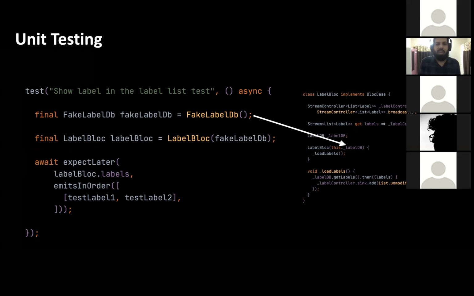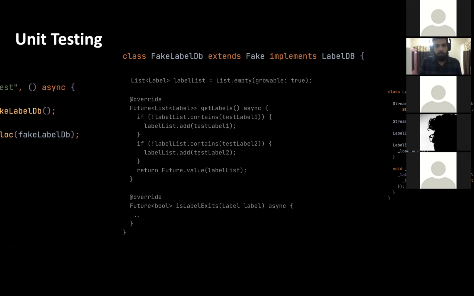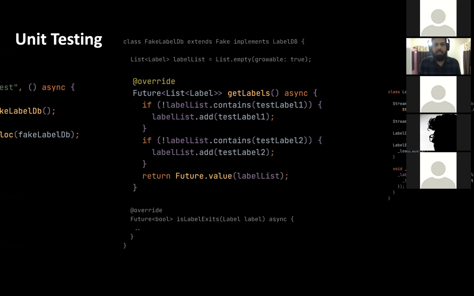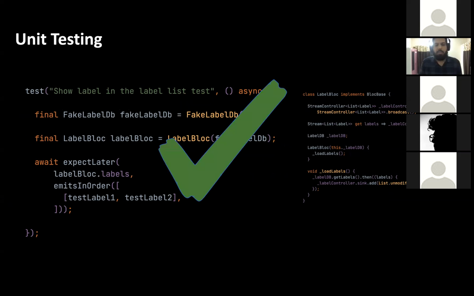Now, how do I create this fake label DB? I just create a class and extend Fake. Fake is nothing but a class provided by the Mockito library, and it implements the label DB which we want to fake. Then we override the method called get label, and we just add the test labels which are not there in the list and return them as a future value. So basically this get label is called when the load label method is called. It will fake that value, and when we run the test, it will pass because we are passing the fake value from the DB and just emitting in order, and it will match those labels.